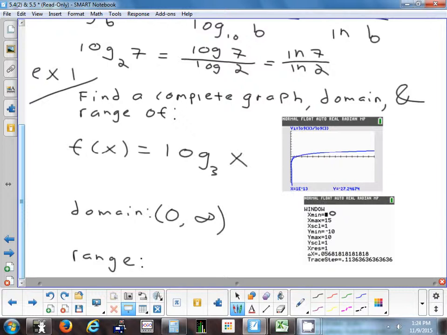How about the range? About how high and low is it going to go? Yeah, every log function is negative infinity to infinity. Even if you flip it and it went the other way, it would still be negative infinity to infinity. Even if it flipped vertically, it's always negative infinity to infinity for the range. Okay. Questions on that? Right, so we found our window, that's the complete graph. Got the domain, got the range.